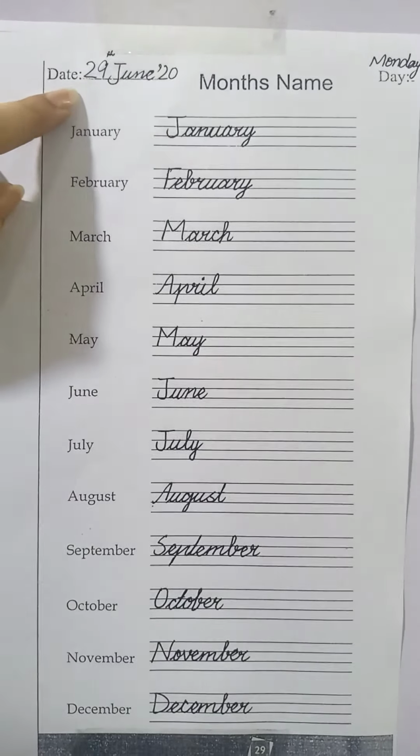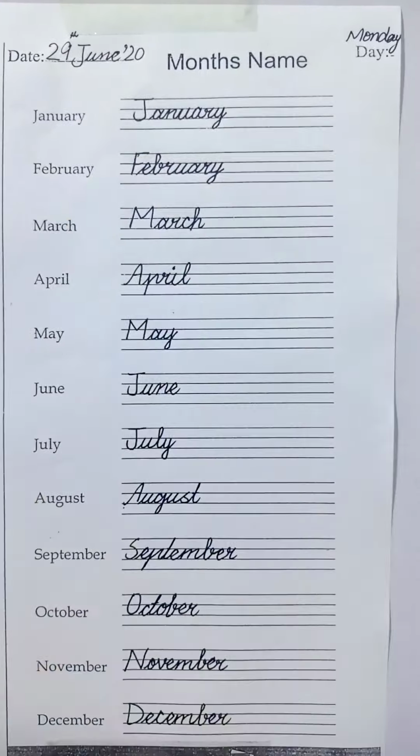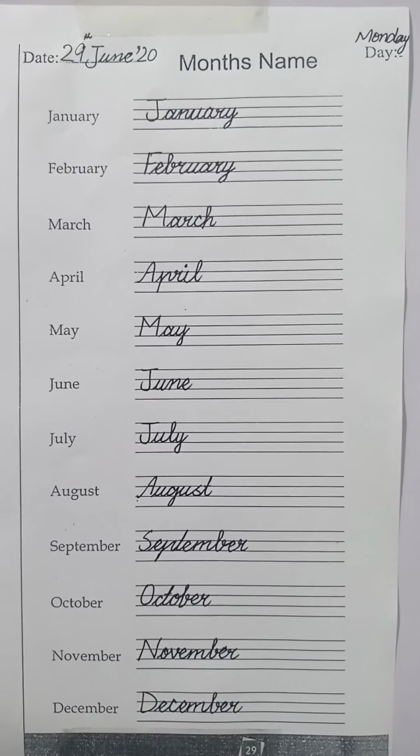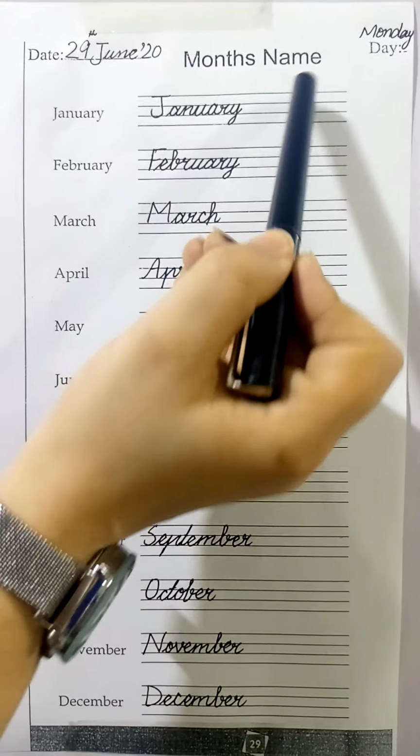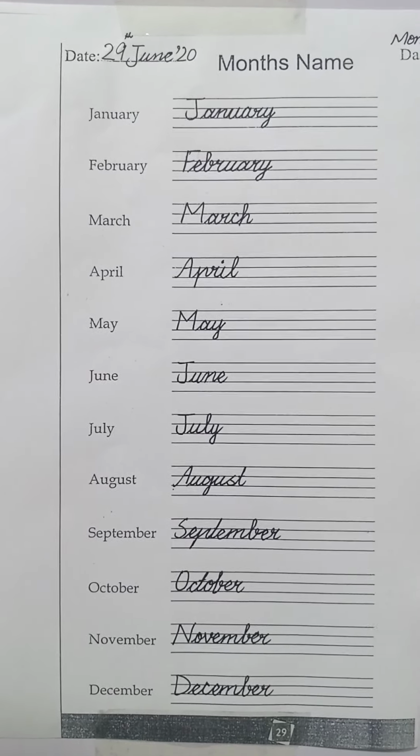Today the date is 29th June 2020 and the day is Monday. So class, today we are going to do month's names. There are 12 months in a year.